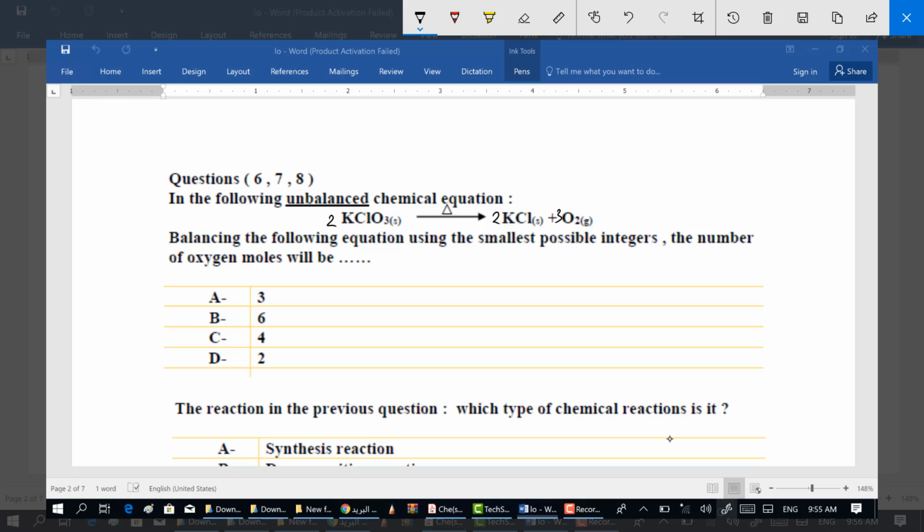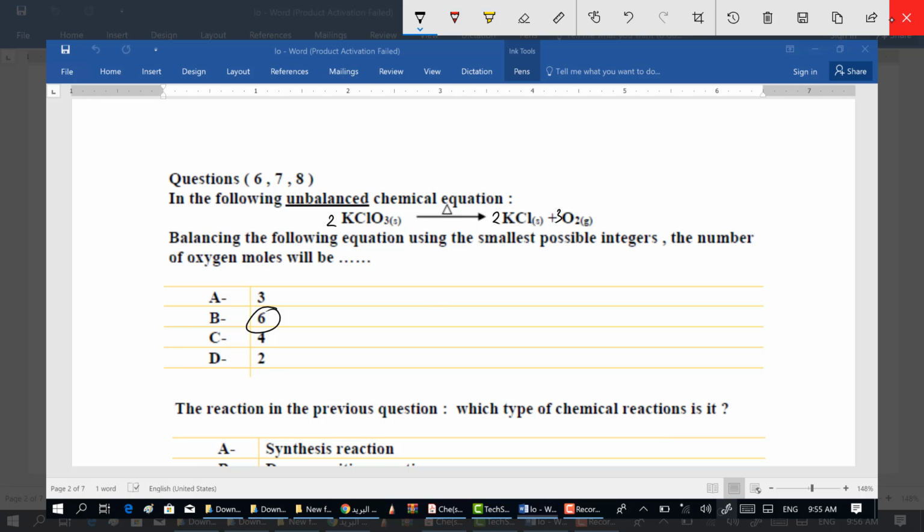Return to balance the equation again. 2K and 2K, 2Cl and 2Cl. 2 multiplied by 3, 6 oxygen atoms. 3 multiplied by 2, it will be 6 oxygen atoms. So the smallest ratio for balancing the oxygen will be 6.